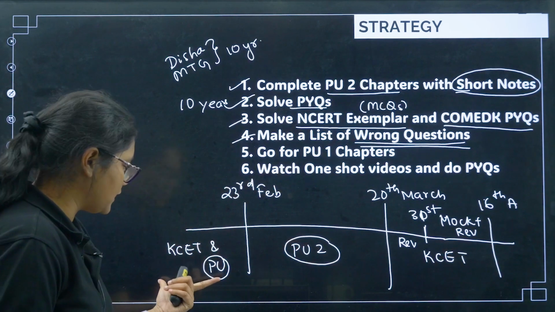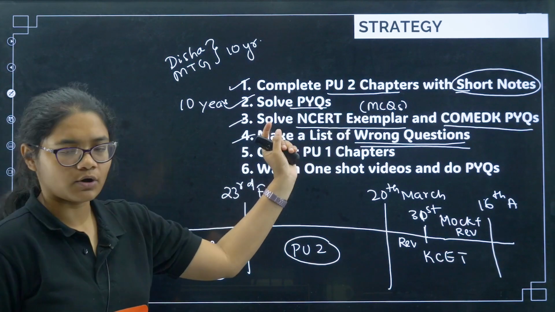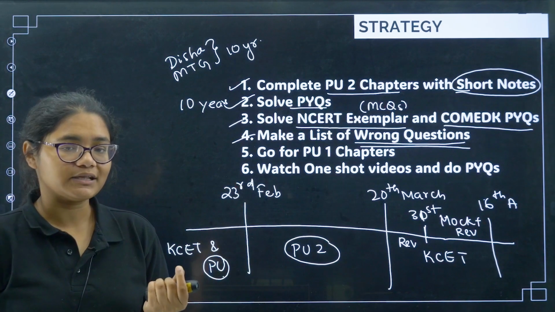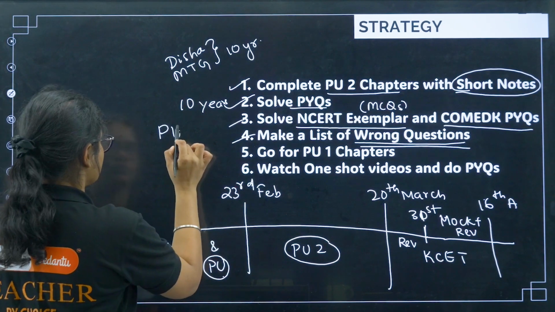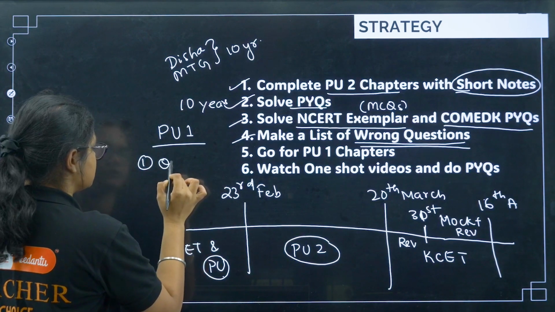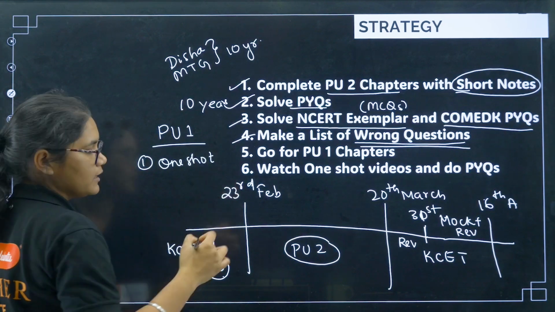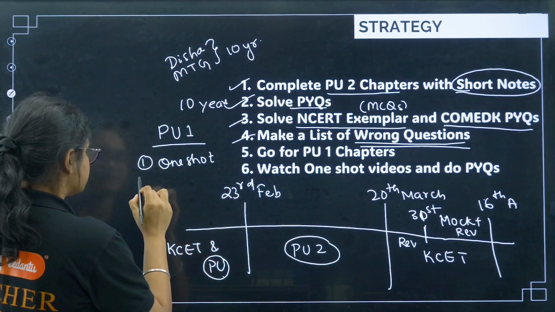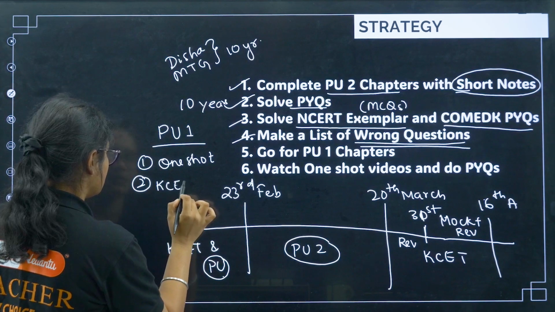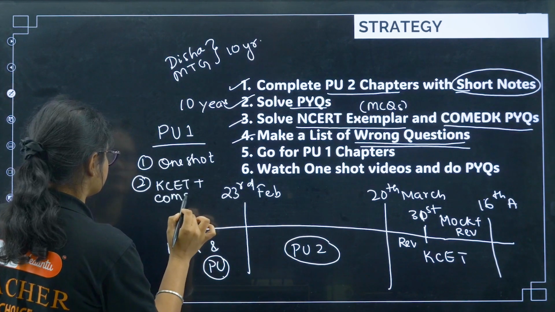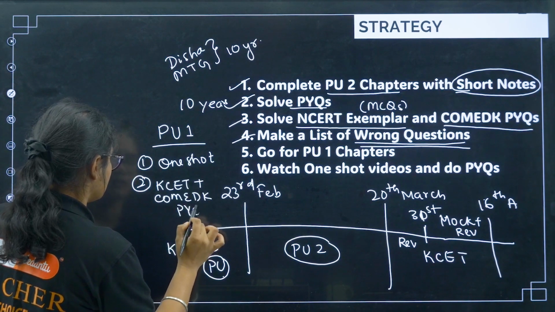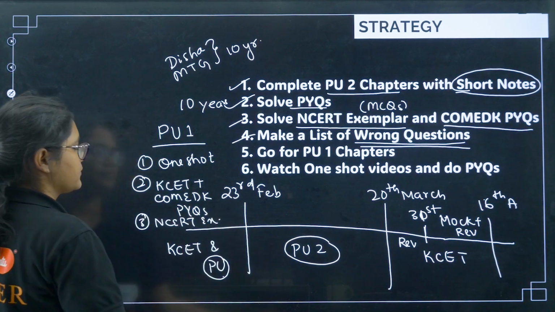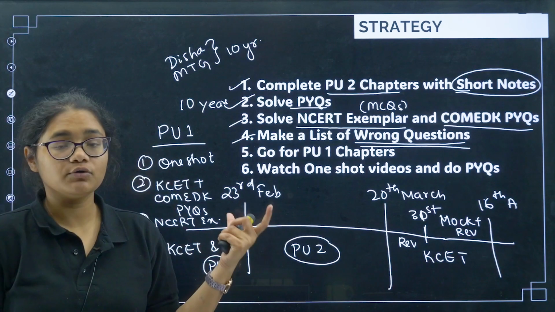Once, if you have time, if your PU2 chapters are done, and if you have solved these COMEDK questions and all, then go for PU1 chapters and complete them. How to complete PU1 chapters? Just follow 3 steps. First is to watch any one-shot video. You do not have to be very detailed about the PU1 chapter, so just watch any one-shot video and understand the concept. Second, you have to do KCET plus COMEDK PYQs. Once this is done, then go for NCERT exemplar questions. Clear? This is how you should finish the PU1 chapters.